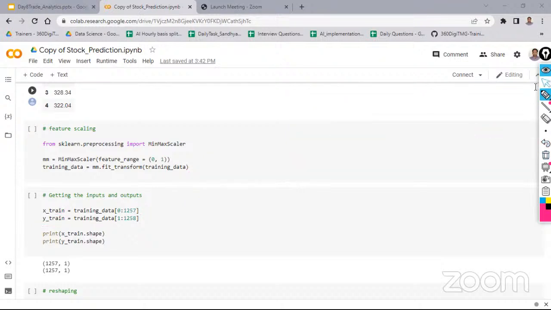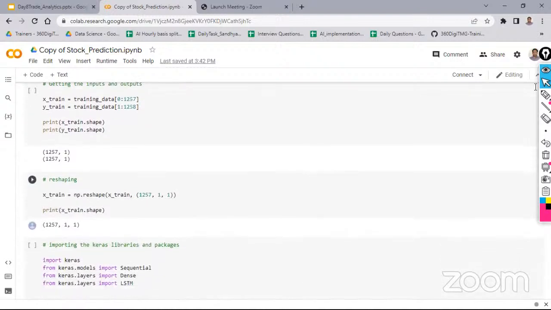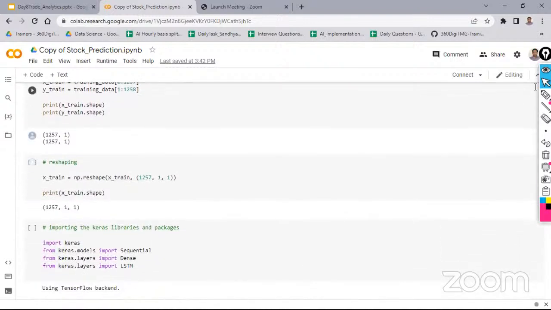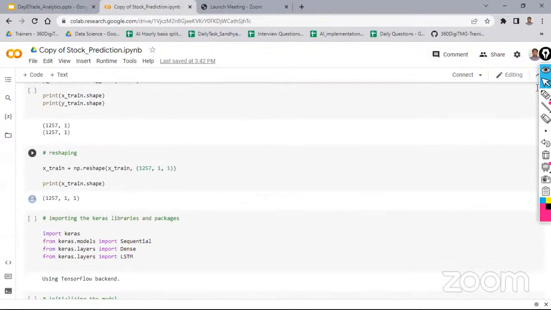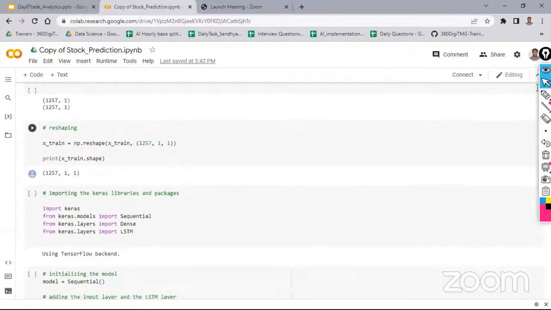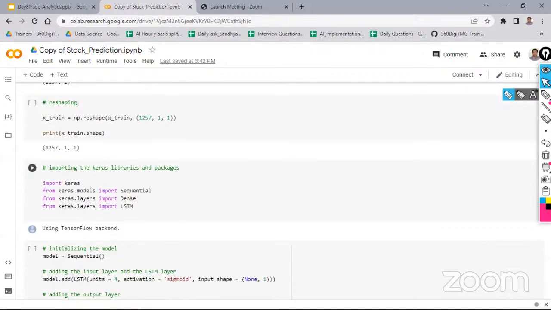And then we are proceeding with the data, which is having a shape of 1257 rows and one column. So I'll just show you here. You can see this one column and 1257 rows. So that is the meaning of shape. Now we'll reshape that to 1257, 1, 1.